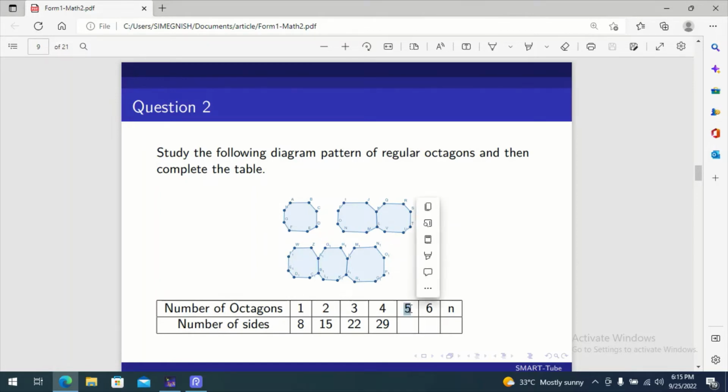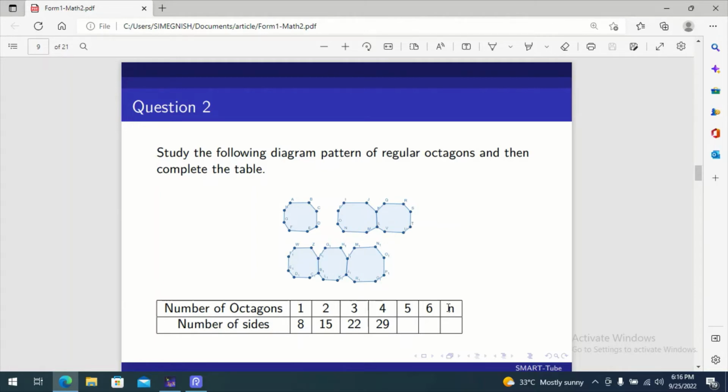So for 5, we have 5 times 8, which is 40, and they share 4 sides. That means 40 minus 4 is 36. Similarly, you can easily find it for 6, but if you go like this, what is the formula for n?